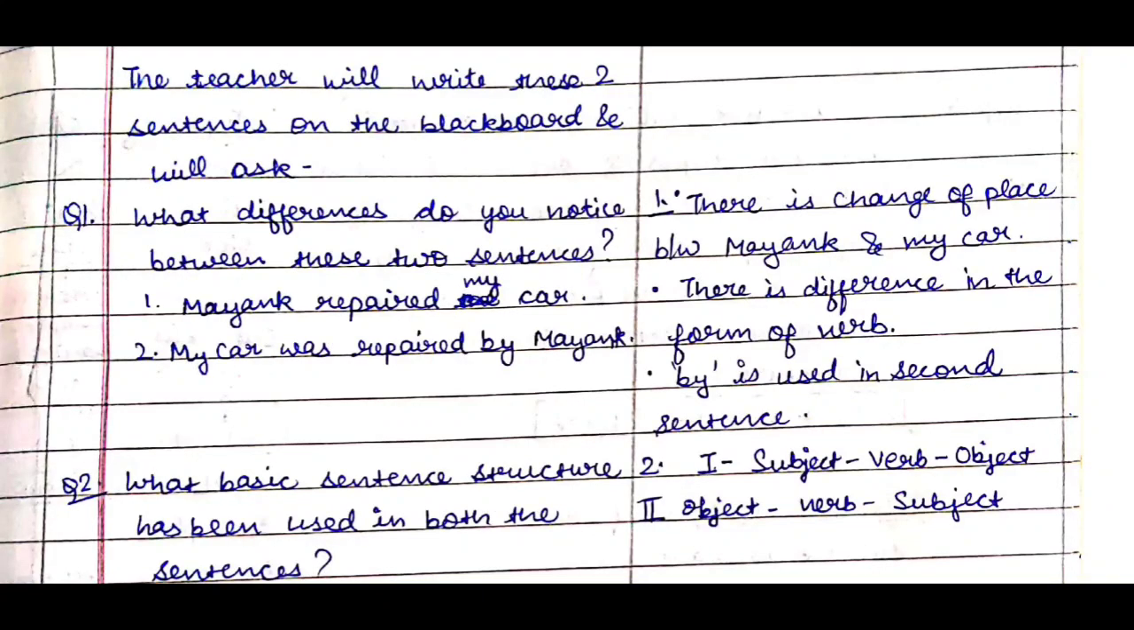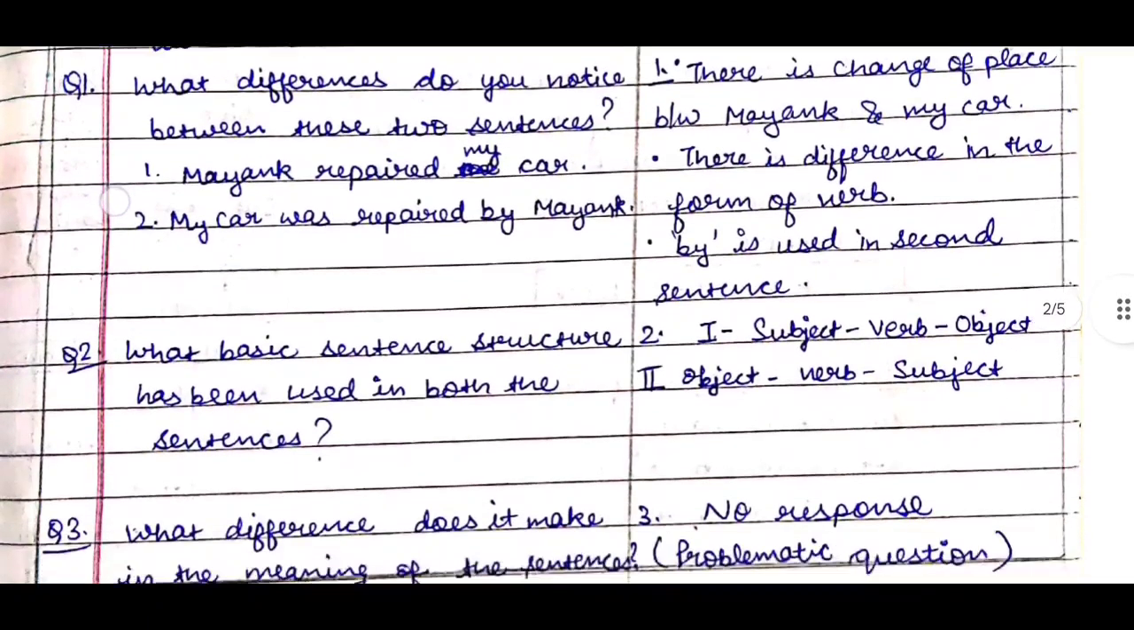And the sentences are, first one, Mayank repaired my car. Second, my car was repaired by Mayank. We'll write these two sentences on the board and we'll ask them the difference. Then the students will answer. It is assumed that they'll say, first change, that there is change of place between Mayank and my car. Then there is difference in the form of verb, and by is used in second sentence, okay?